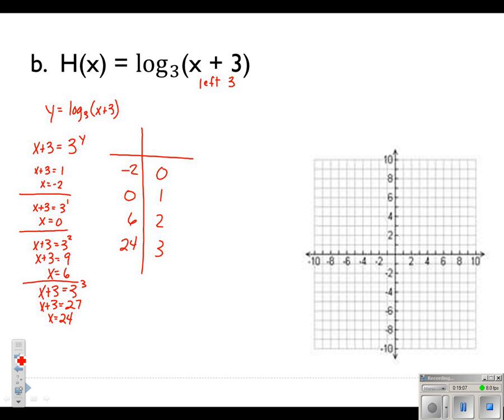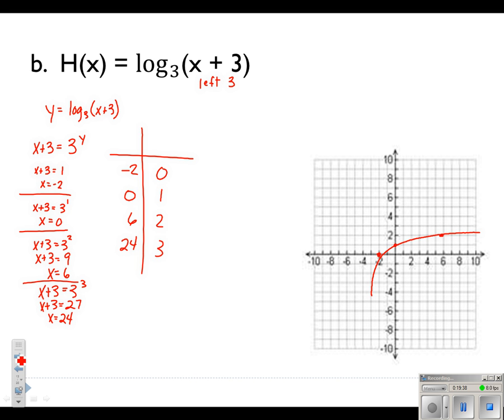So negative 2, 0 is one point. Oops, wrong, let me try that again. Now we can do negative 2, 0, then 0, 1, then 6, 2, and of course the other one is not going to be on our graph. And we're going to get this.